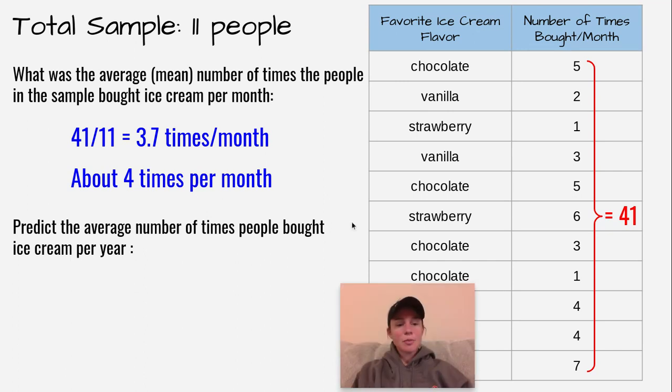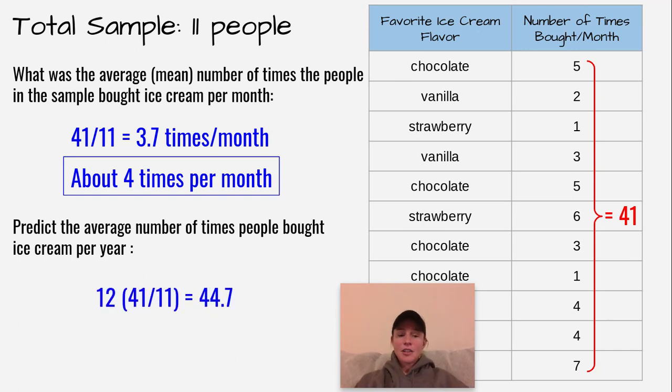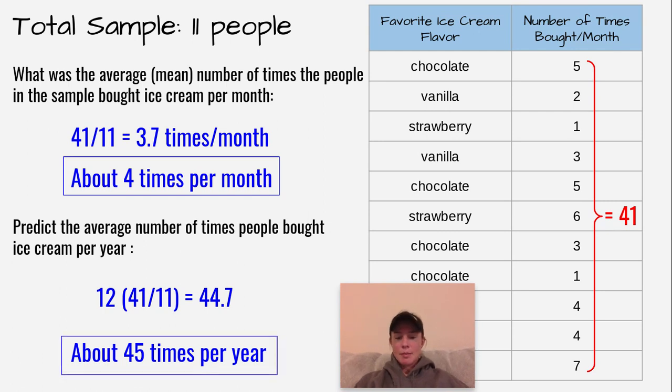So now if I wanted to predict the average number of times that people bought ice cream per year, I would take, for example, my proportion or my average from my sample, which was about 3.7 times a month, and I'd multiply that by 12 because there's 12 months in a year. So 12 times 41 over 11, or 3.7, gives me about 44.7. So I would say about 45 times per year would be my prediction.